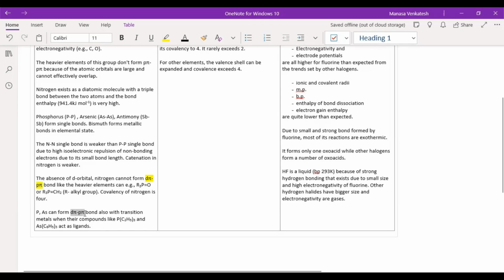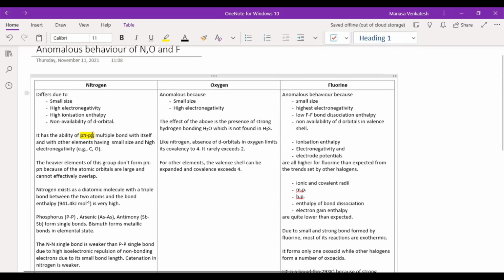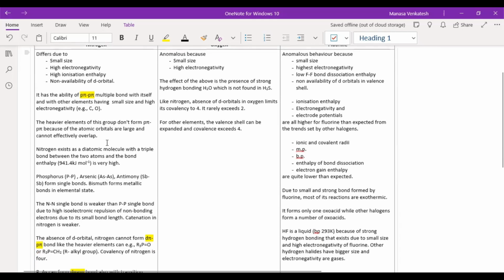To summarize, nitrogen can form p-pi multiple bonds with itself, and this p-pi bond cannot be formed by the other elements. They can only form p-pi d-pi bonds. Nitrogen, on the other hand, can't form the p-pi d-pi bond because of the unavailability of the orbitals. The nitrogen diatomic molecule is quite stable, and that's about it.